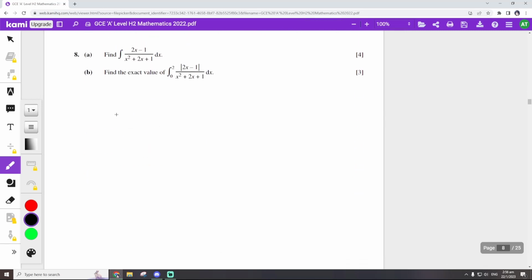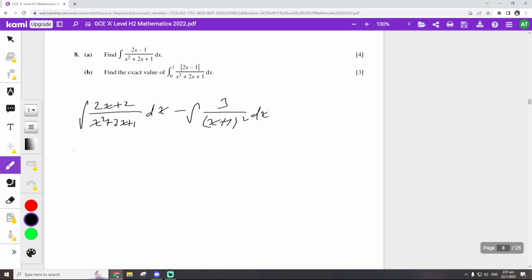Question 8, this integration. Find the integral of 2x minus 1 over x squared plus 2x plus 1. Okay, so the insight here is x squared plus 2x plus 1 is actually x plus 1 squared. So I'm going to write it this way. Now, the derivative of x squared plus 2x plus 1 is 2x plus 2. So I shall write it in this way: the integral of 2x plus 2 divided by x squared plus 2x plus 1 dx, minus the integral of 3 divided by x plus 1 squared dx.